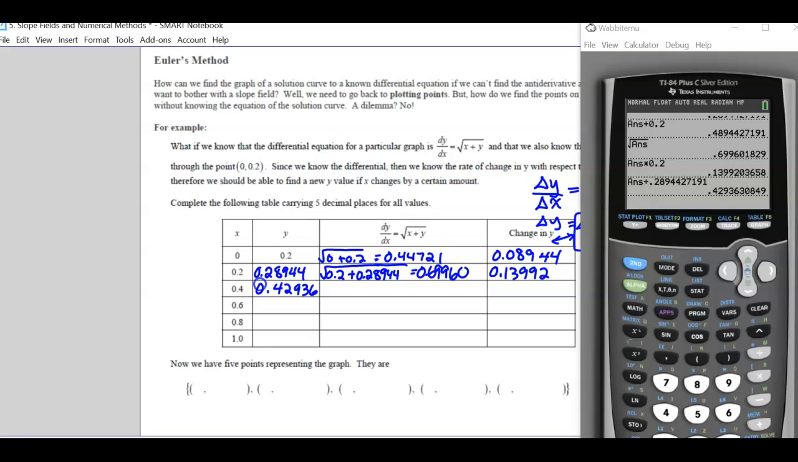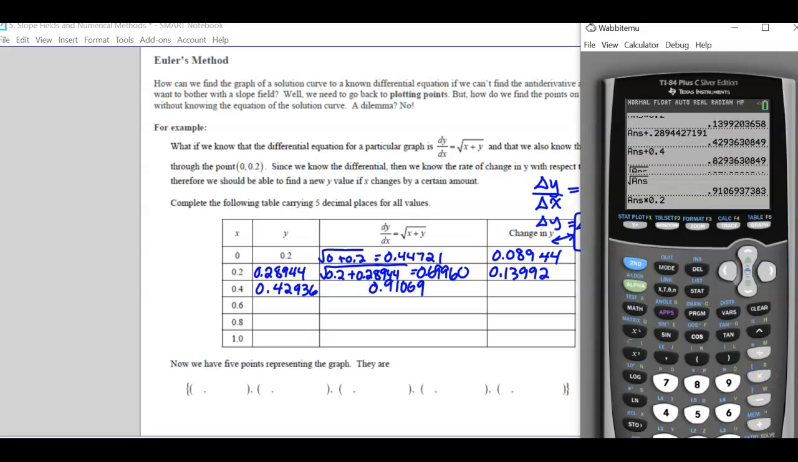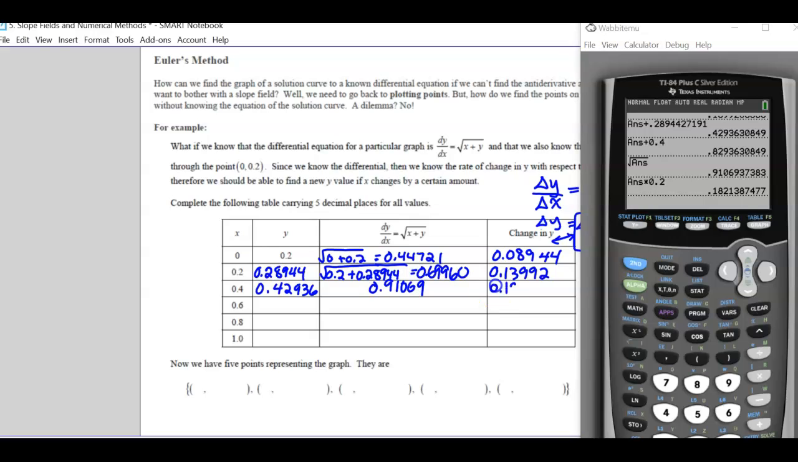Alright, so we just keep working through this. So that's going to be now 0.4. So that answer plus 0.4. And then square root it. 0.91069. And then multiply that by 0.2. And then add the previous y value.